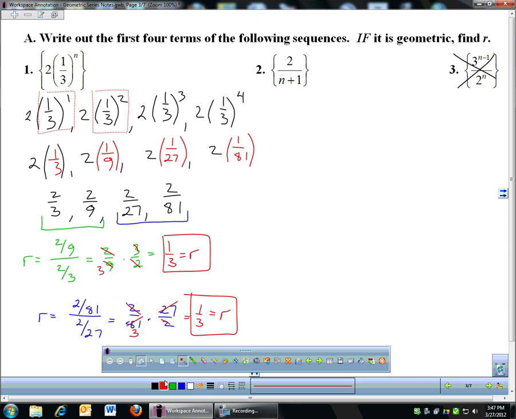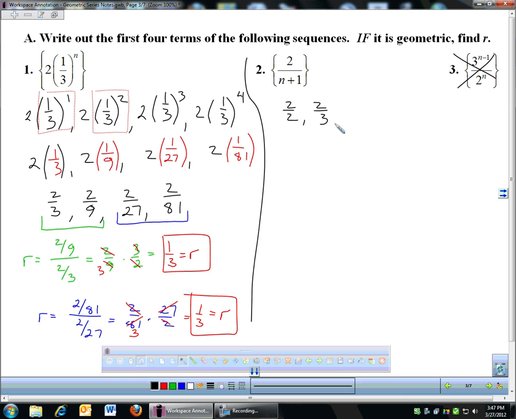If we look at number 2, and I find my first 4 terms, this one's going to be a little bit easier. If I plugged in 1, that's going to be 2 over 2. If I plugged in 2, 2 plus 1 is 3, so 2/3.